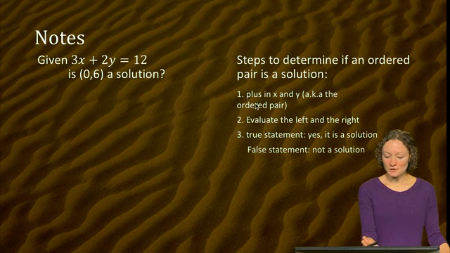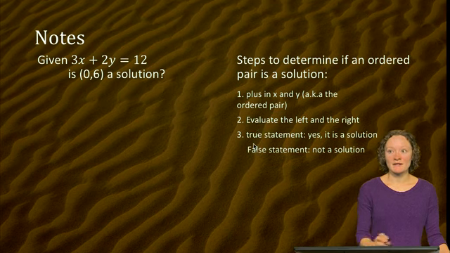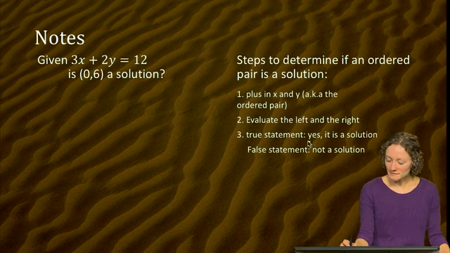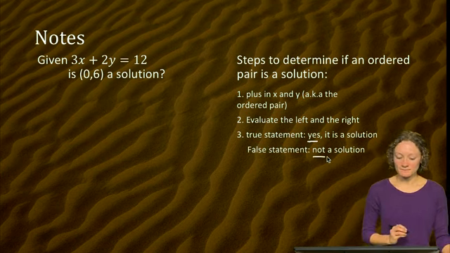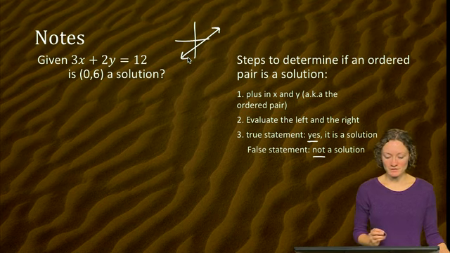So what we can do first is plug in x and y, meaning the ordered pair. Then we can evaluate the left and the right independently. If we get a true statement, then yes, it is a solution. If we get a false statement, it's not a solution. So essentially what we're doing is we're seeing if the ordered pair that's given is a point somewhere on the line. So maybe the line looks something like this. We don't exactly know. We haven't graphed it yet.